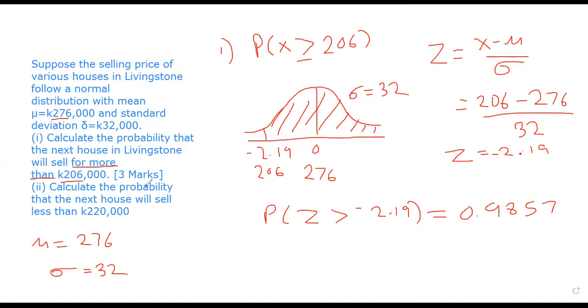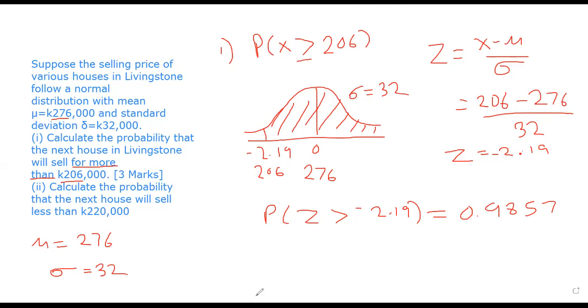All right. Then the other one, calculate the probability that the next house will sell for less than 220. Who wants to try? Less than 220. Sorry, when we get to this stage, do we round off to 2 or do we just leave it with the 4? Leave it to 4 decimal places. Okay. 4 decimal places.